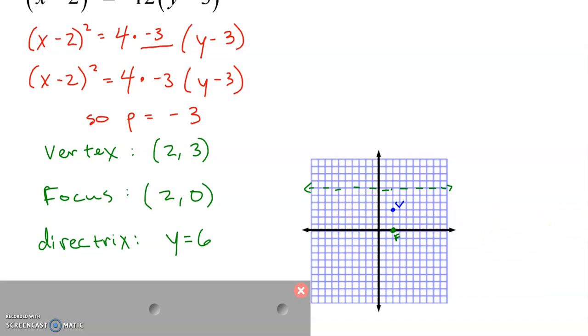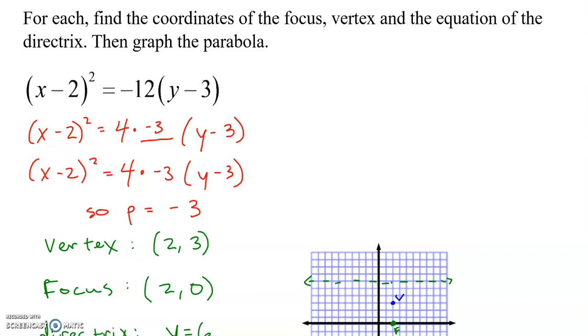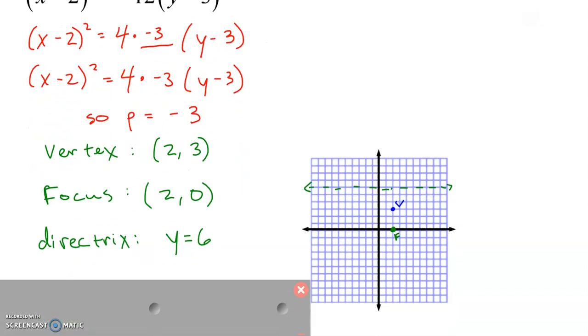So those are all the parts I was asked to identify, the focus, vertex, and the equation of the directrix. And now I need to graph the equation. So I know it's going to go through this vertex and it's going to open down, so it's going to be something like that. But to decide how wide to draw it, I need to find some other point or know where it goes through. I don't just draw it however wide I want.